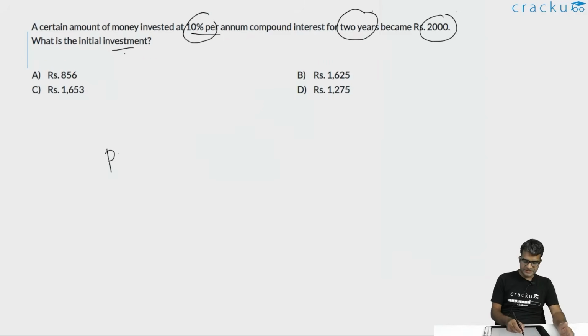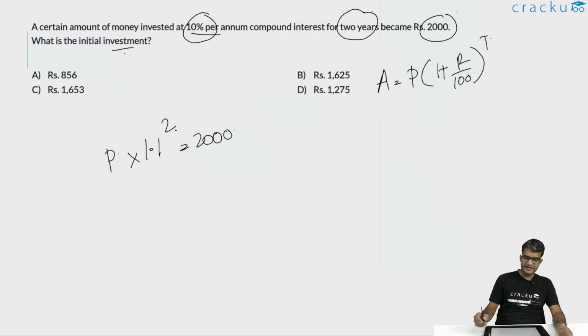The rate of interest is 10%. So after 2 years, it becomes P into 1.1 whole square. This is equal to 2000, because we know the formula for amount in compound interest. It is equal to principal into 1 plus rate of interest divided by 100 whole to the power t.